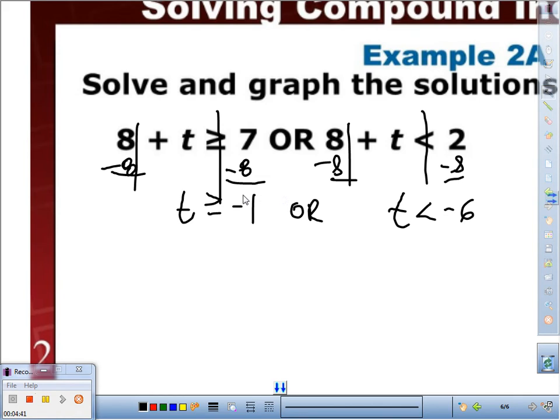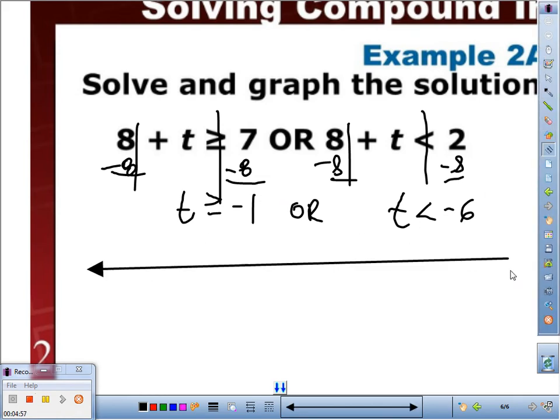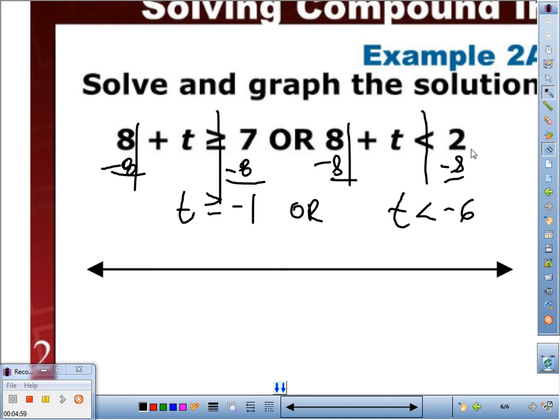So watch. So now we have this situation. But, well, let me graph this. There it goes. Focus, please. Stop looking at your iPad. Look up to the screen. We got 0. We got -1. And we got -6 as my dividing point.